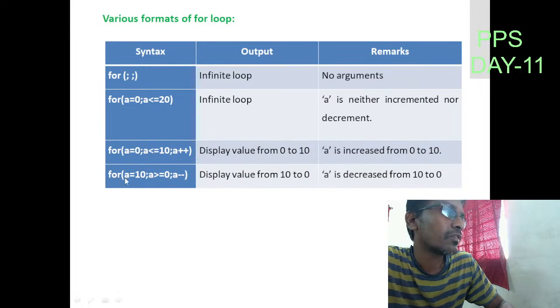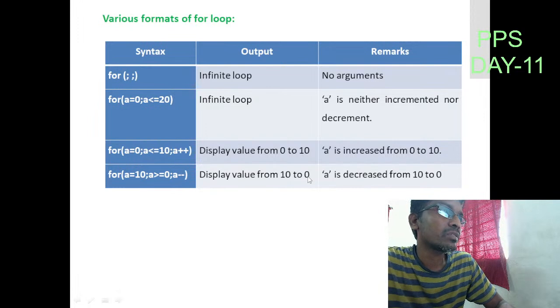Next one, for a is equal to 10, a greater than or equal to 0, and a minus minus. So here also we know the initial value, and whether the variable will be incremented or decremented. So for this syntax, it will display the values from 10 to 0. That means the values are printed in decreasing order. So the value a is decreased from 10 to 0. So these are the different types of formats you can use in for loops.